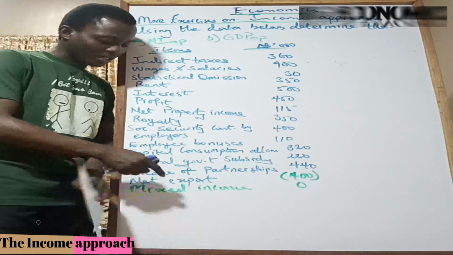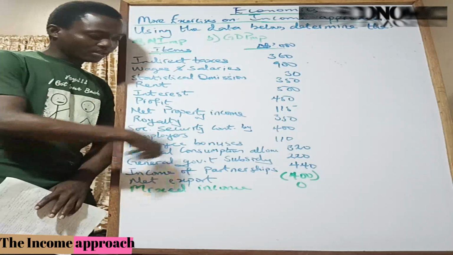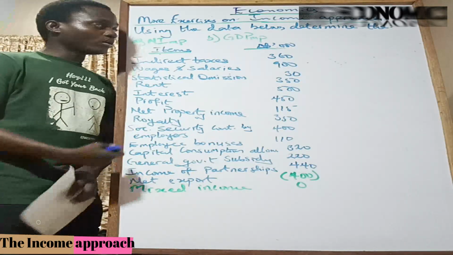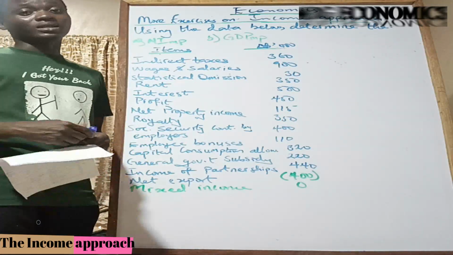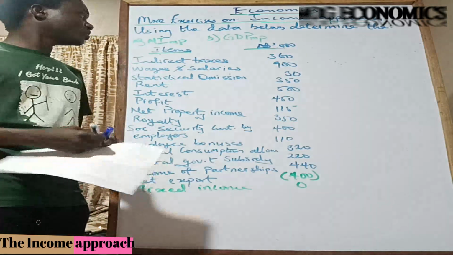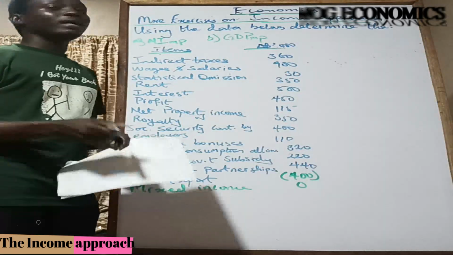So that's about it. I intentionally added mixed income and net export because of what I wanted to explain. Okay, so let's dive quickly into the question. And for the first time, I'm going to have an assignment when we are done with this. So NI at market price.